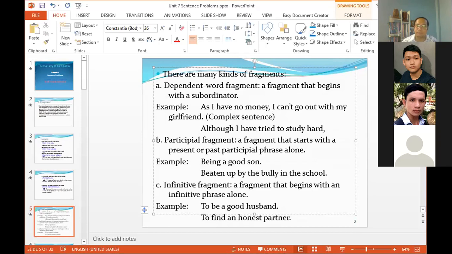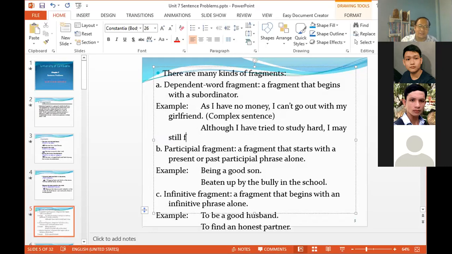Yes, teacher. Although I have tried to study hard, I will pass the exam. Oh, I still fail. I may still fail the exam. Okay, you see, by the way that we just add one more sentence, it becomes a complete sentence, or we can call it a complex sentence. Okay, this is about the first one.